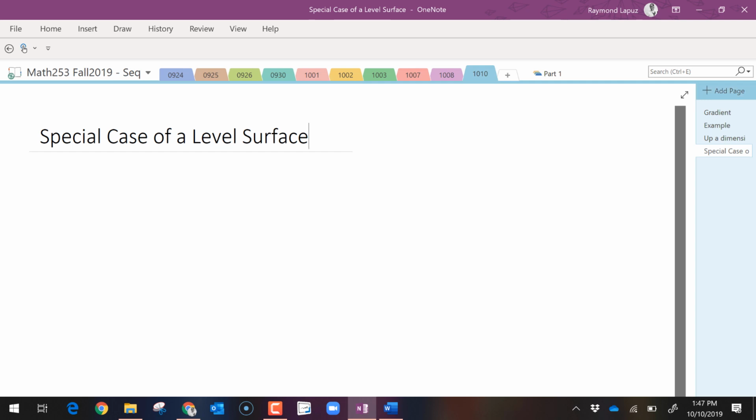So let's assume that you just have a regular function, z is equal to f of x y, right? And so this is a surface, right? If we bring the z over to the other side, we would get 0 is equal to f of x y minus z, right?